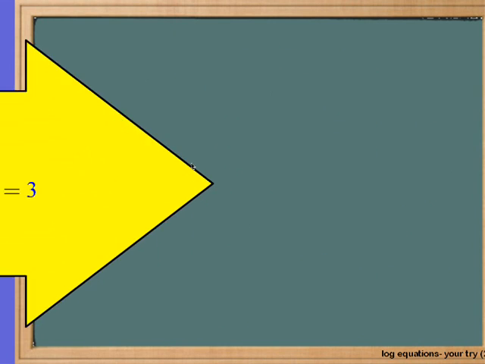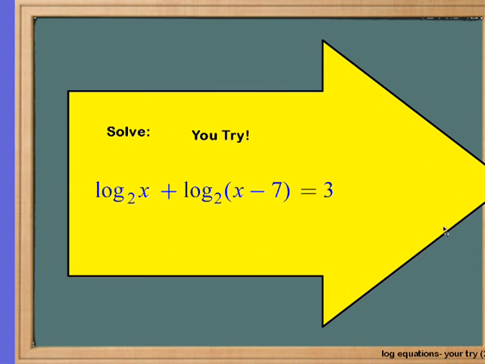It's time for you to give it a try now. Take a look at this: log base 2 of x plus the log base 2 of x minus 7 equals 3. Come on back when you're finished and we'll see how you did. Okay, so when you did this problem, you got two answers. You got x equals 8 and x equals negative 1. You went back and checked that negative 1. It was extraneous. Final answer is x equals 8.